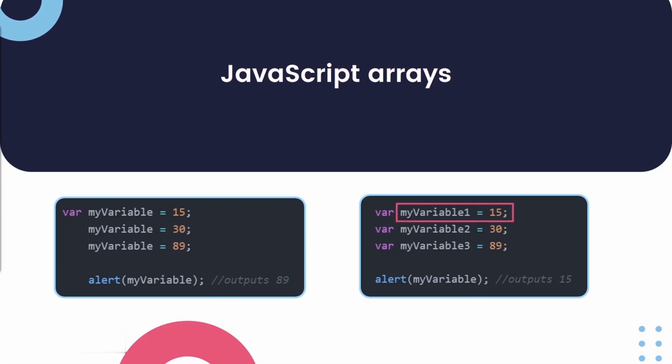Now, if we look at our second example, here we've created 3 different variables and we've assigned them a value. And now we alert and we get the output 15. The issue with this is that we would have to essentially create a variable for every piece of data that we would like to store. And that can be quite tedious. And this is why we use arrays.